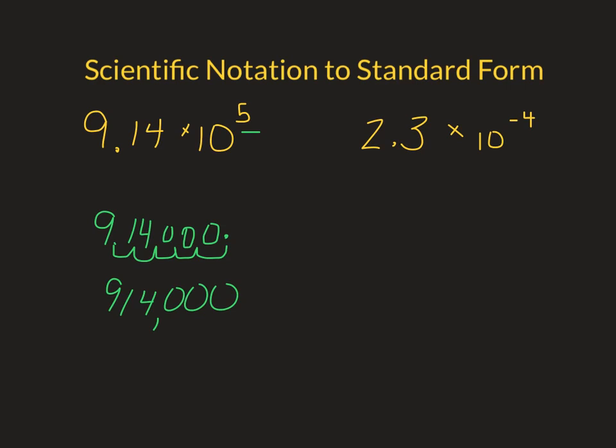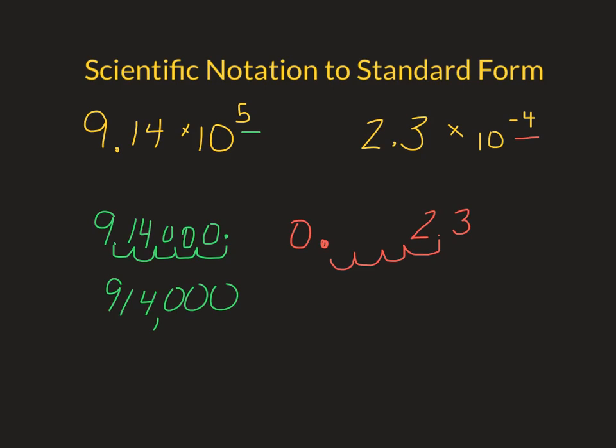Now for the negative, it's the same idea. I start with my 2.3, and I know that my decimal place needs to move 4 places. But this is not a big number, so I'm not going to move to the right. Instead, I want to move to the left because I want this number to look like a really small decimal. So I'm going to move this decimal over 1, 2, 3, 4, and it will be here, which makes this look really small.